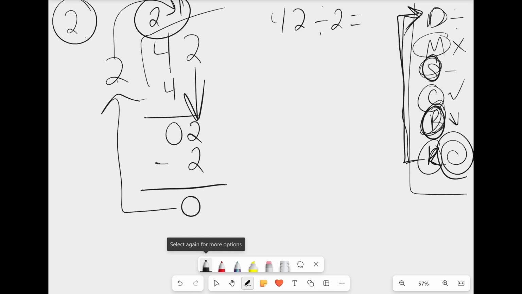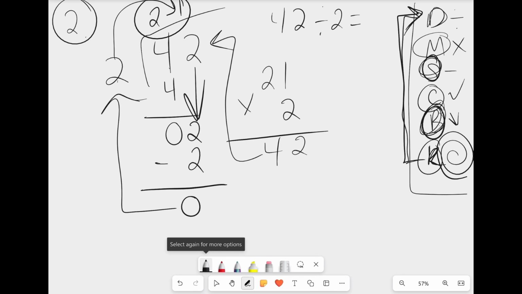But to be sure, we need to check it. If you said check it, correct. We're going to use the inverse of division, which is multiplication. I'm going to take my quotient of 21 and multiply it by my divisor of 2. Solve this with me. 2 times 1 is 2. 2 times 2 is 4. We had the same dividend, so our quotient of 21 is correct. So 42 divided by 2 is 21.